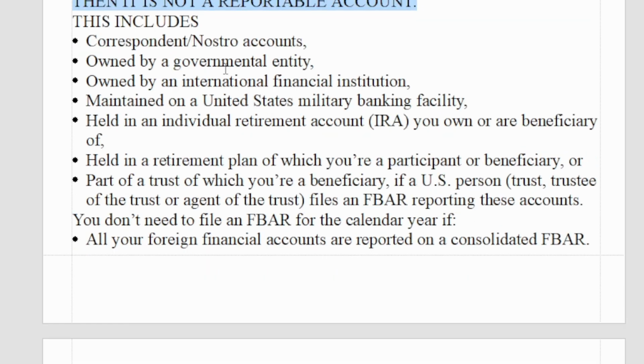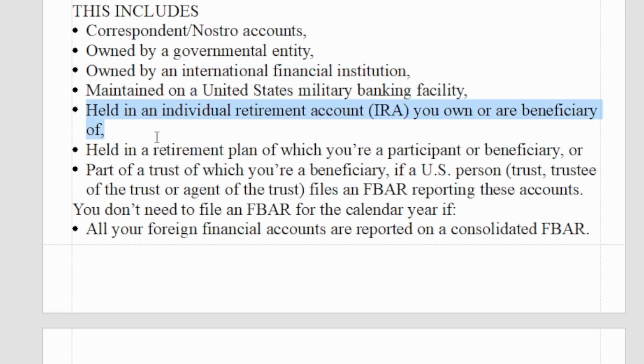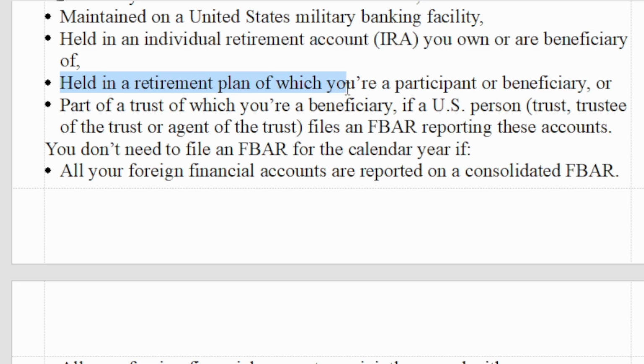And so examples of this are correspondent nostro accounts owned by a government entity, owned by an international financial institution, maintained on a United States military banking facility, held in an individual retirement account that you own or are beneficiary of, held in a retirement plan of which you're a participant or beneficiary, or part of a trust of which you're a beneficiary, if a U.S. person files an FBAR reporting these accounts.